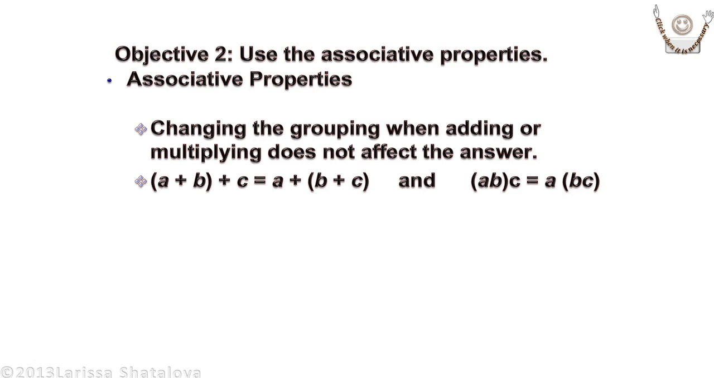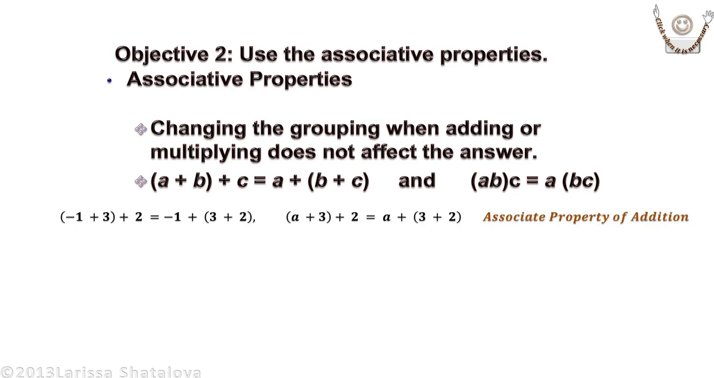Associative property of addition and multiplication. Changing the grouping when adding or multiplying does not affect the answer. Example number 1: (-1 + 3) + 2 equals -1 + (3 + 2). Or we can show the same property using variables: (a + 3) + 2 equals a + (3 + 2). This is the associative property of addition.